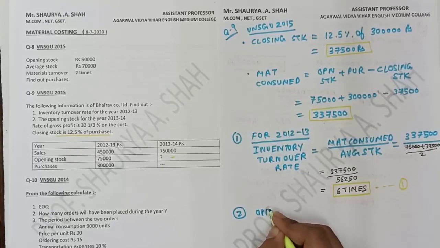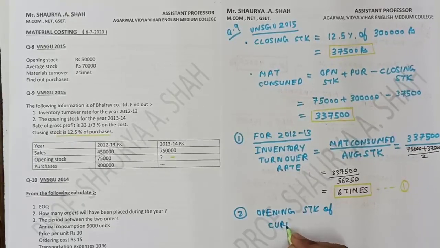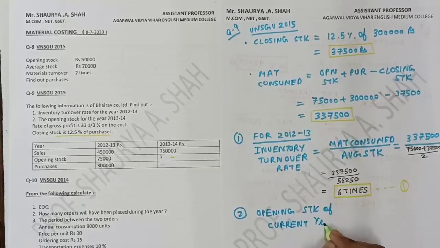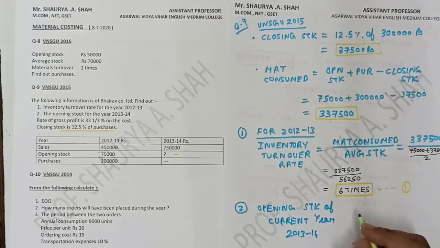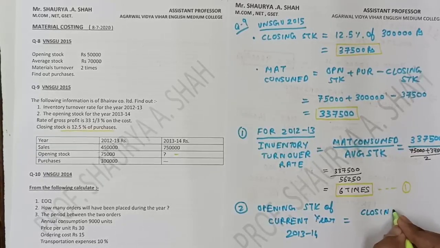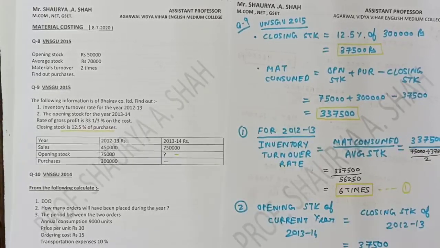So I'll write down opening stock of current year. Assume we are in 13-14, right? Opening stock of current year 2013-14 will be equal to closing stock of 2012-13, right? In exam you can write this, but it is for your understanding I am writing so that you can be very much clear with this part. So opening stock of current year 2013-14 is equal to closing stock of 2012-13. What is the closing stock? That is 37,500, which is the answer of your second thing asked in the university sum.